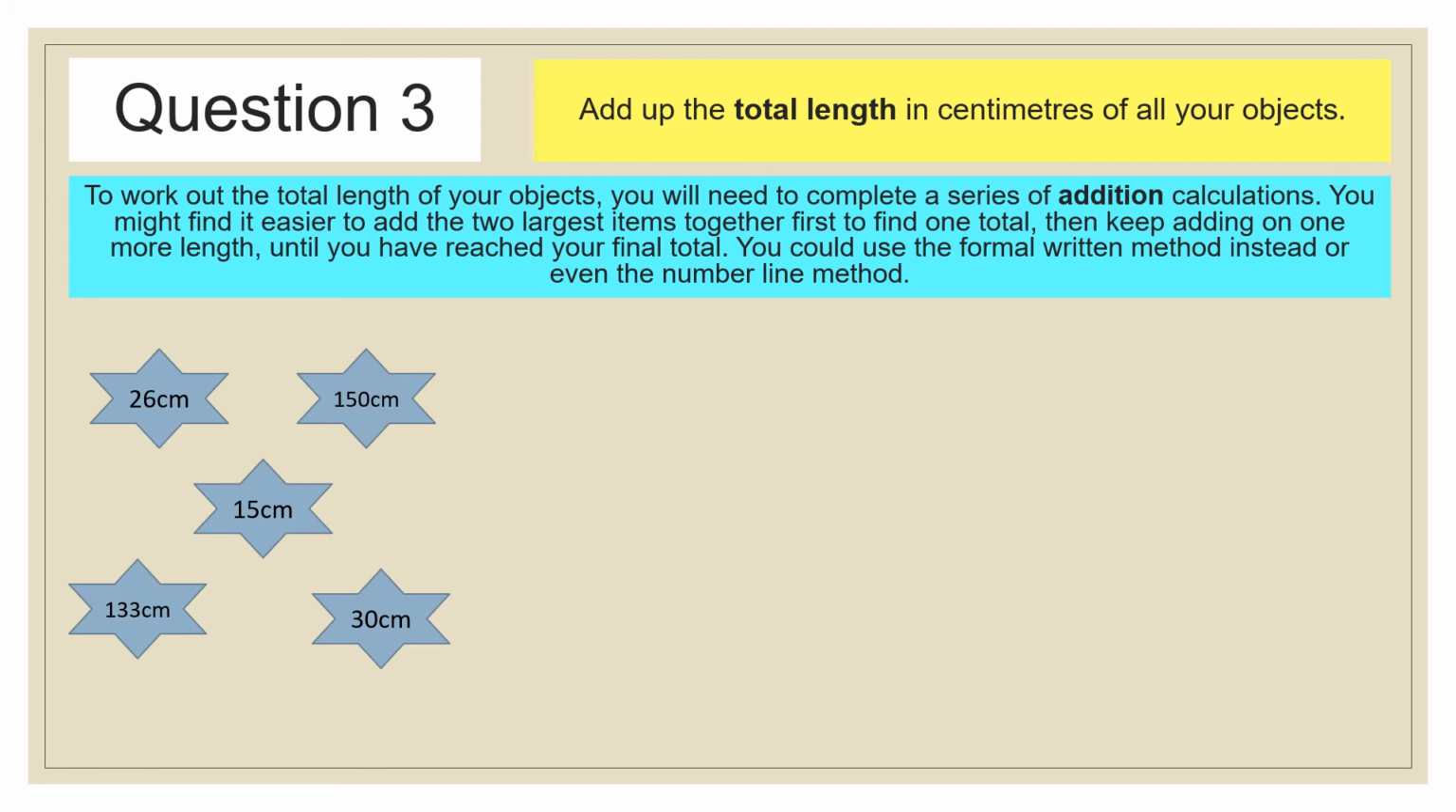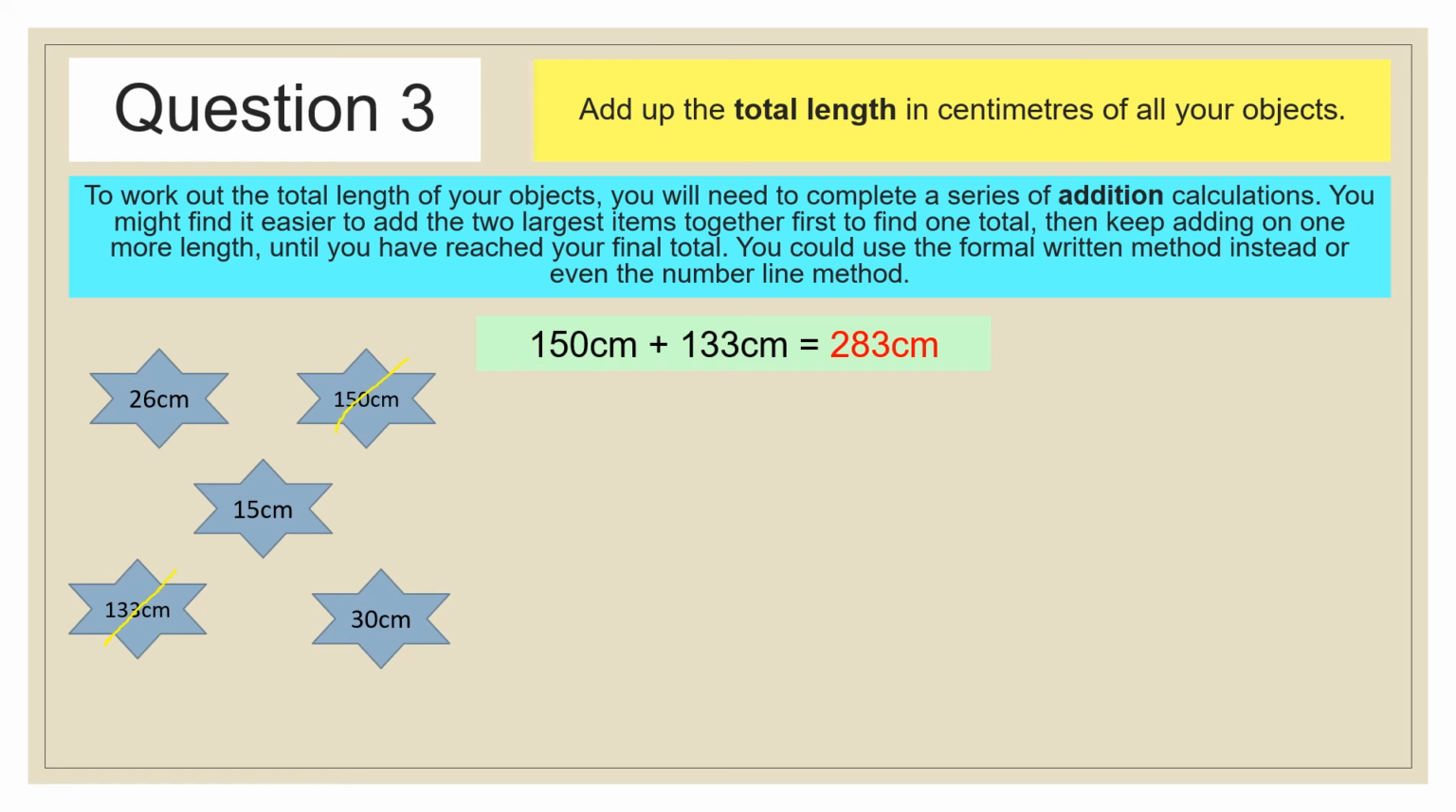So here you can see all of my lengths that I need to add together to find the total length in centimetres of all my objects. So first of all, I'm going to start by adding my two largest numbers together. And my two largest numbers are 150 centimetres and 133 centimetres. So 150 centimetres add 133 centimetres gives me my first total of 283 centimetres.